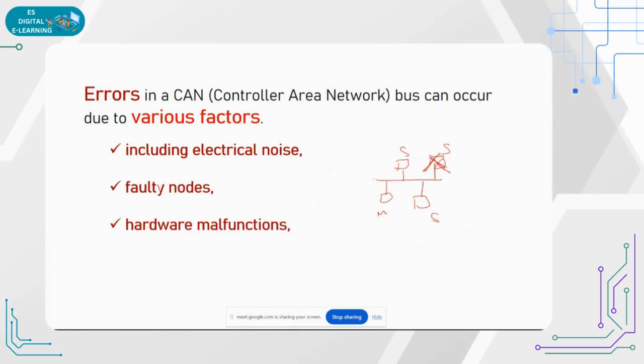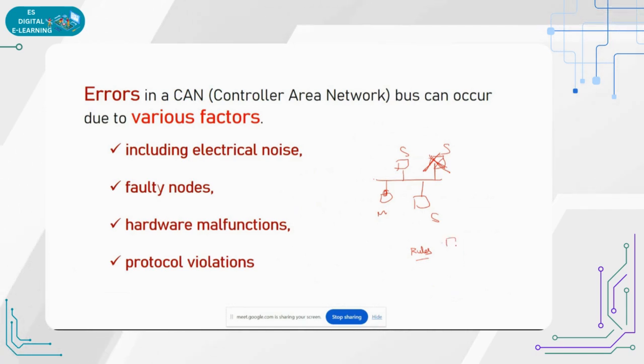And hardware malfunction means whatever the drivers, the CAN has the data to be sent on the network. So that will be the hardware malfunction. If any hardware is getting failed, at that time we'll get the error. And protocol violation means whatever the rules as we discussed earlier. If we are not able to follow the protocol, like sending the messages one after another, it should not be overlapped, it should have some delay between the messages. If you are not following, then we'll get some errors.